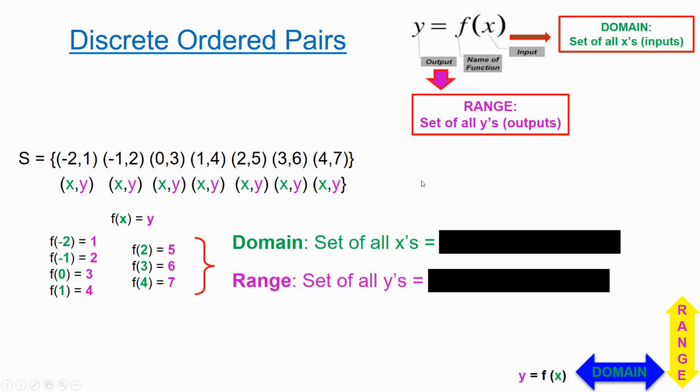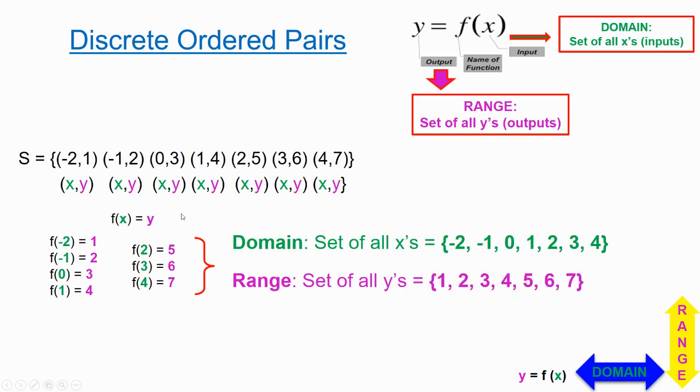Okay, let's take a look at all the input x's, the domain, right? Well, it's pretty simple. -2, -1, 0, 1, 2, 3, 4. There it is, okay? All right. And now for the range, it's just all the y's, right? 1, 2, 3, 4, 5, 6, 7. There it is. Okay, so that's how you handle domain and range when the discrete function is given to you as a set of ordered pairs.